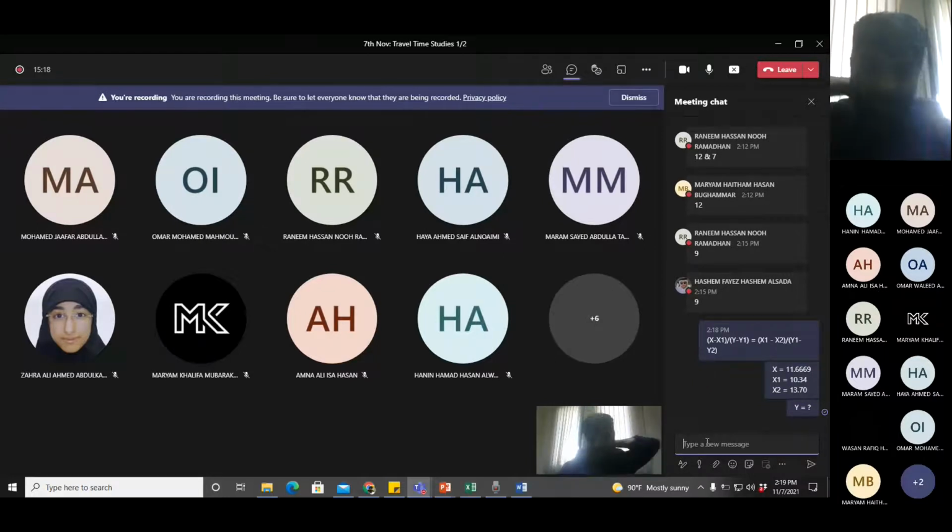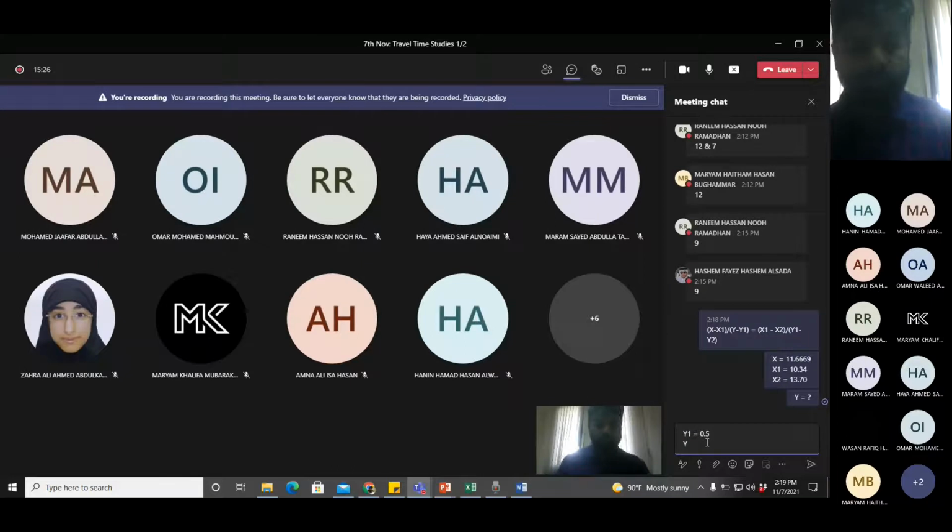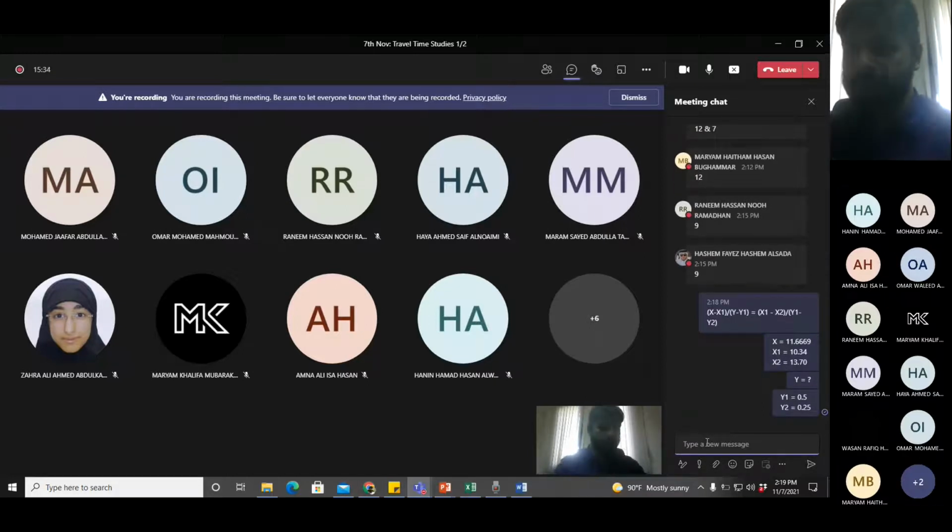I'm trying to find out y, the probability at 11.6669. I don't know y, but I know y1, the probability at 10.34, which is 0.5, and y2, the probability at 13.7, which is 0.25. You put these values in the above equation and you will find the value of y. That will be the probability of chi-square equal to 11.6669. Like I said, you don't have to do this in this question.